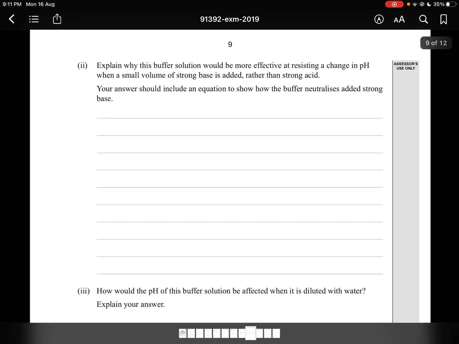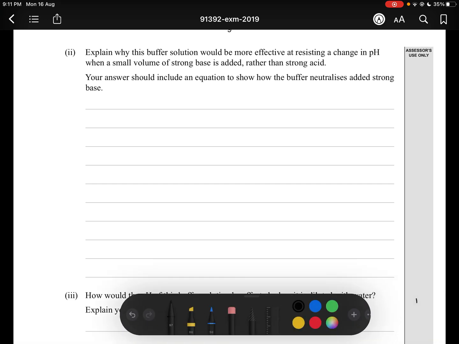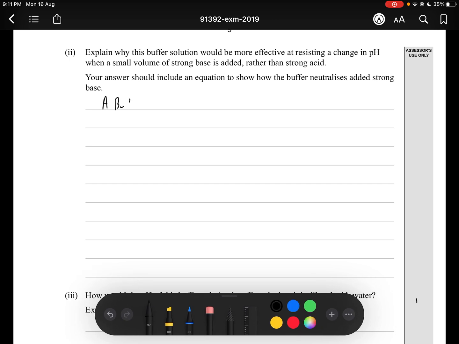Question number ii. Explain why this buffer solution will be more effective at resisting a change in pH when a small volume of strong base is added rather than strong acid. Your answer should include the equation. Alright, so a buffer solution is one that contains both the acid and the conjugate base. To simplify it, it contains both the acid and the conjugate base.